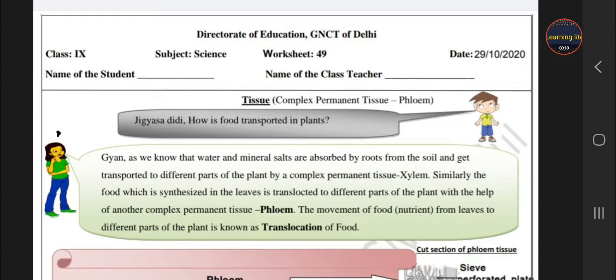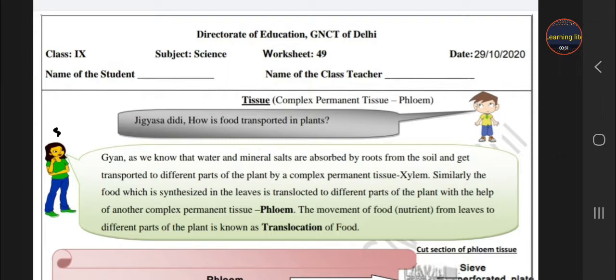Today we discuss the complex permanent tissue, that is phloem. Students, in the last worksheet we discussed the first complex permanent tissue, that is xylem, and today we learn about the second one, that is phloem. What is phloem? Let's know about it with Gyan.